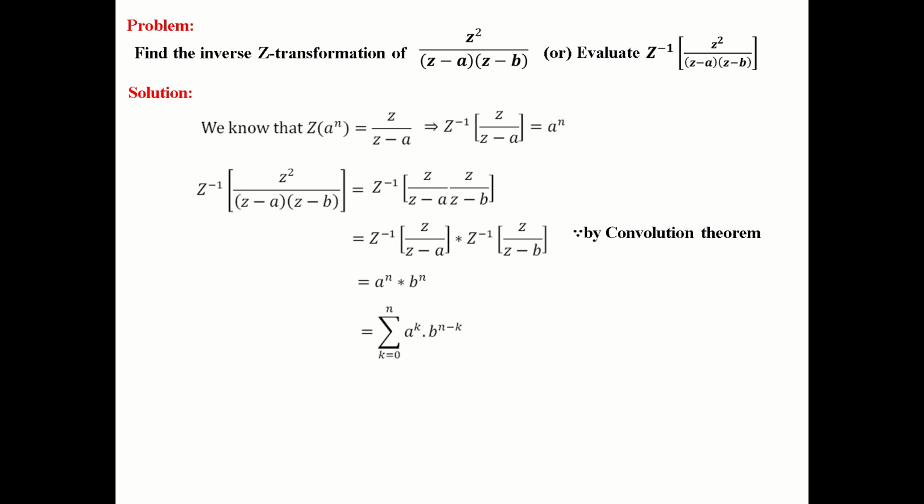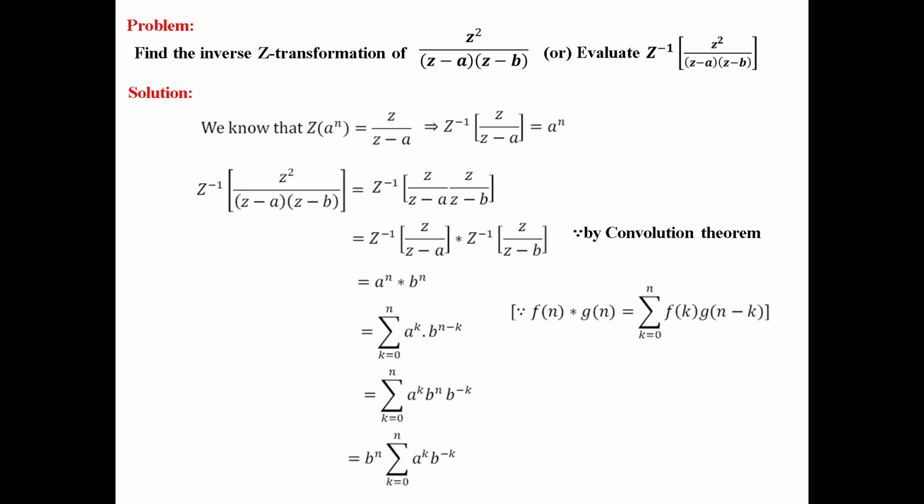So A power n is a function f of n and B power n is a function g of n. It can be written as f of k into g of n minus k. So instead of f and g, you are having a and b, which is equal to summation k equal to 0 to n of a power k into g of n minus k. So it is b power n minus k, right? Therefore that is equal to summation k equal to 0 to n of a power k, splitting the power of b, b power n into b power minus k.